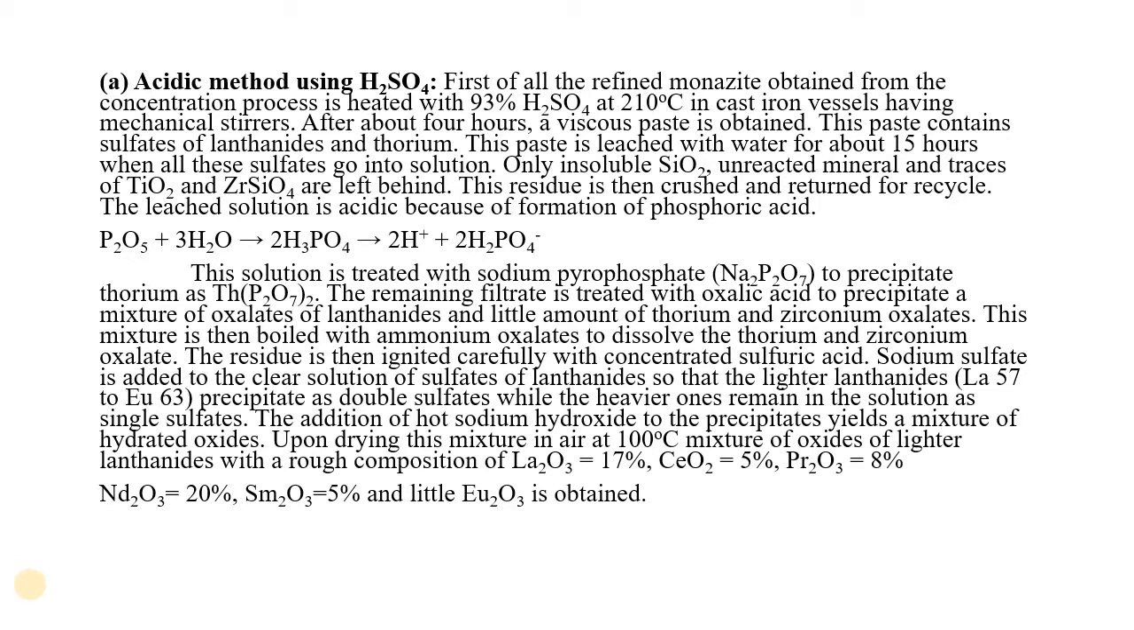The addition of hot sodium hydroxide to the precipitate yields a mixture of the hydrated oxides. Now, this fraction is dried in air at 100 degrees Celsius. We get a mixture of oxides of lighter lanthanides with a rough composition: lanthanum oxide 17%, cerium oxide 5%, and Pr2O3 8%. Neodymium oxide, samarium oxide, and a little europium oxide. Here we get them from the mixture which has been dried at 100 degrees Celsius.